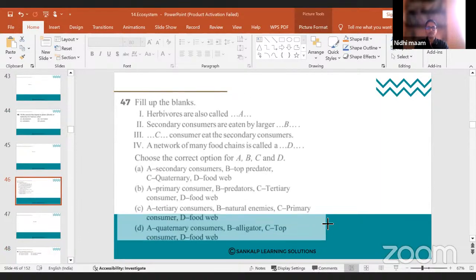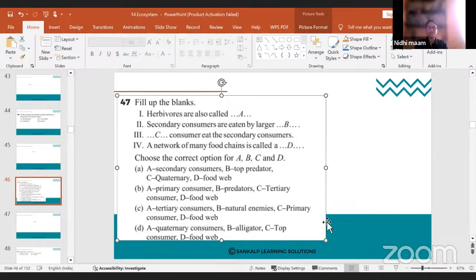Read the question properly. Herbivores are also called dash, that is A. Secondary consumers are eaten by larger dash, that is B. Dash, that is C, consumers eat the secondary consumers. A network of many food chains is called D. So you have to choose the correct option for A, B, C, and D. Mahalakshmi and Adiga answered it. Kadroli Mahesh answered it. Ranjita RB, Tasmiya Banu, Sharat, Vishwa, then Aishu. Okay, most of them are answering it as option B. Shrikant, Ramya SN answered it. So the right answer is here: A is primary consumer, B is predator, C is tertiary consumer, D is food web. Okay.